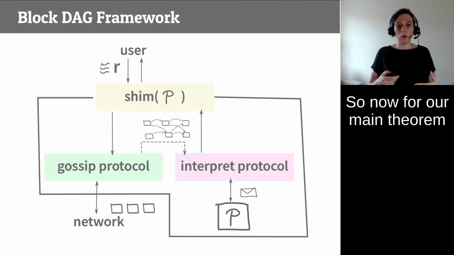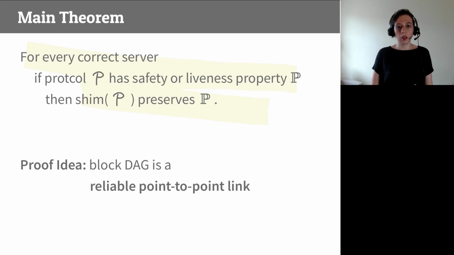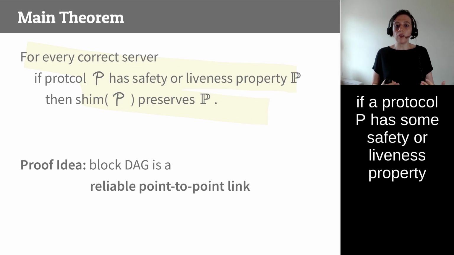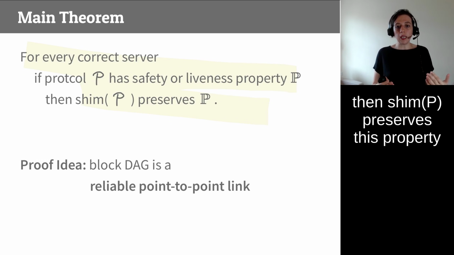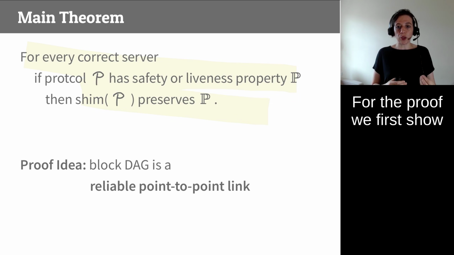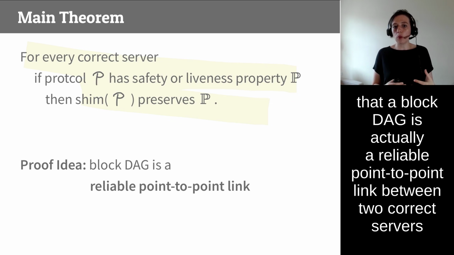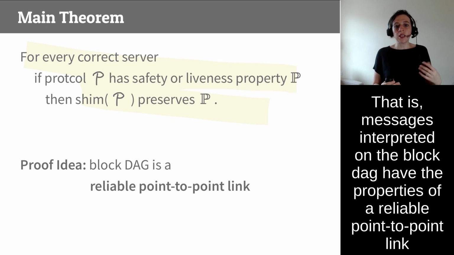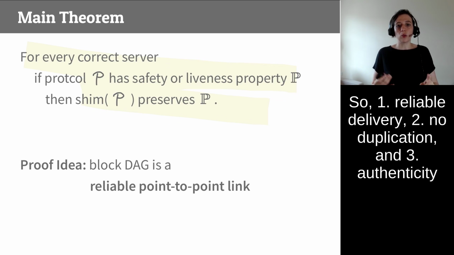So now, our main theorem. For every correct server, if a protocol P has some safety or liveness property, then shim P preserves this property. For the proof, we first show that a block DAG is actually a reliable point-to-point link between two correct servers. That is, messages interpreted on the block DAG have the properties of a reliable point-to-point link. So 1. Reliable delivery, 2. No duplication, and 3. Authenticity.